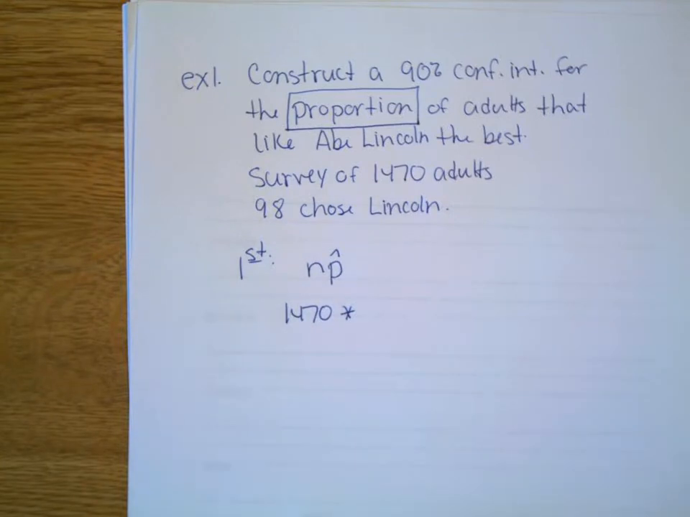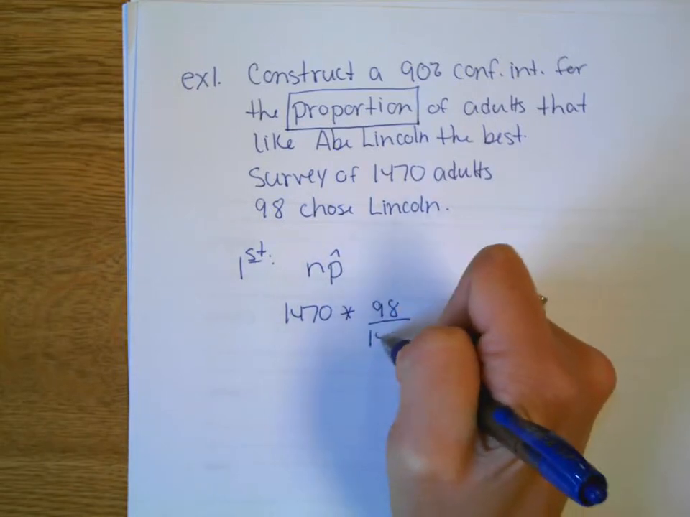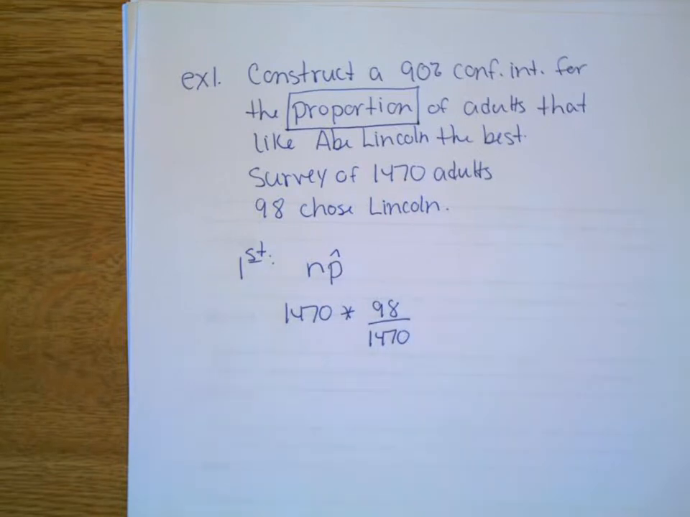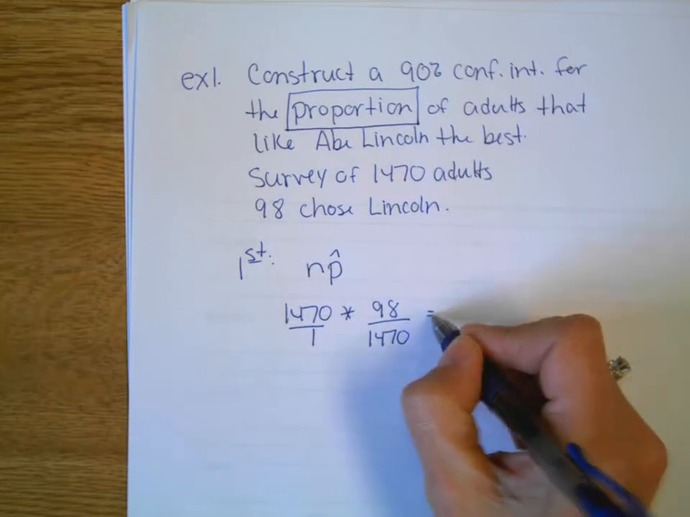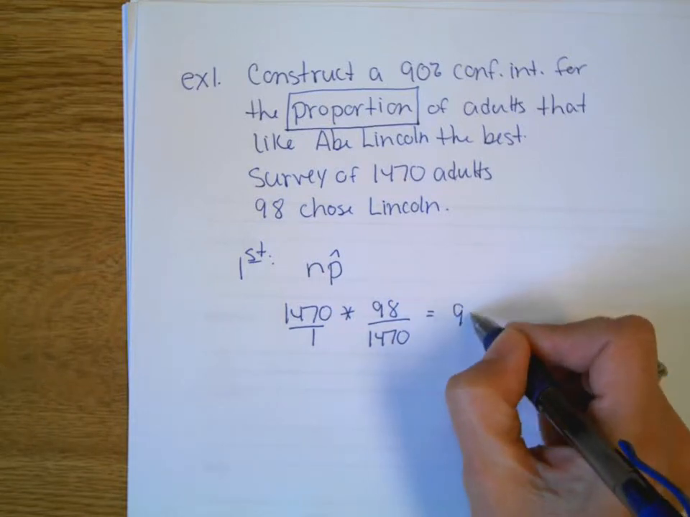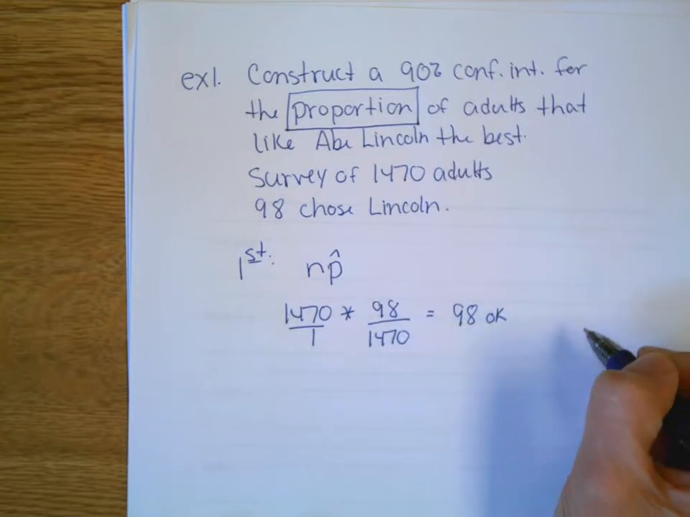P hat is a proportion or a percentage or a fraction. What fraction of my sample picked Abe Lincoln? 98 out of 1470. In this example, they gave us the separate values. I'm going to do another one too where they don't. So what do we get for n times p hat? 98. That's definitely over 5, so that's okay.